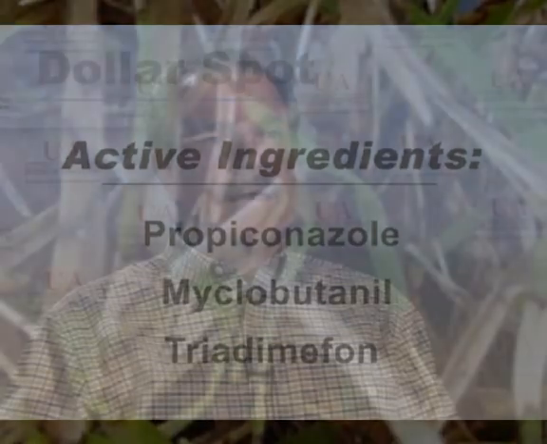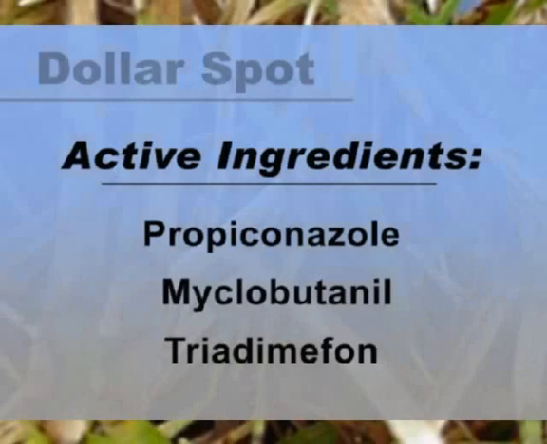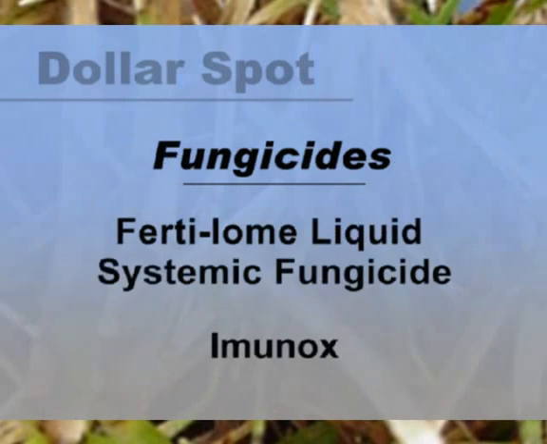Those that contain the active ingredients of propiconazole, myclobutanil, or triadimefon are effective for this particular disease. One of the options for a homeowner may include the fungicide called Fertilome Liquid Systemic Fungicide, which is labeled for this particular disease. Also, another homeowner product is called Immunox, and it's effective for dollar spot as well.